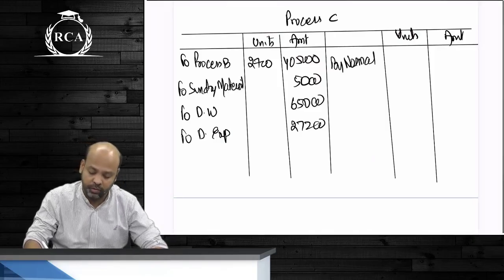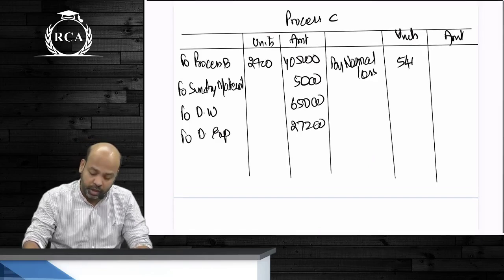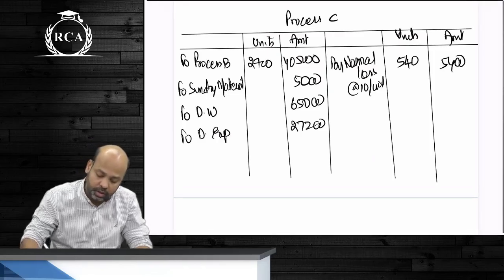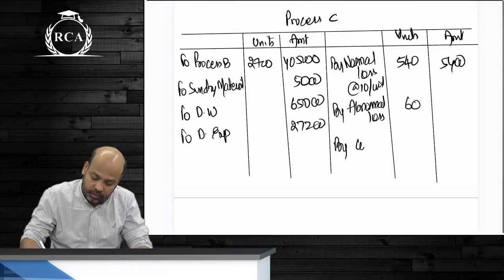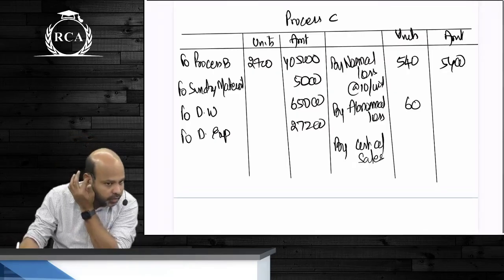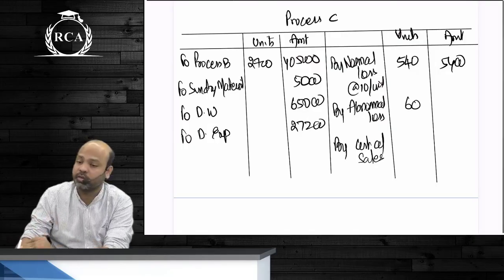How much is the amount of normal loss? 540 units valued at 10 rupees per unit, so that becomes 5,400. We have an abnormal loss of 60 units and then, beta, there is cost of sales. If these units were not transferred, guys, and they would have used the words transfer to warehouse, we would have written by finished goods account. I will give a note about this later.